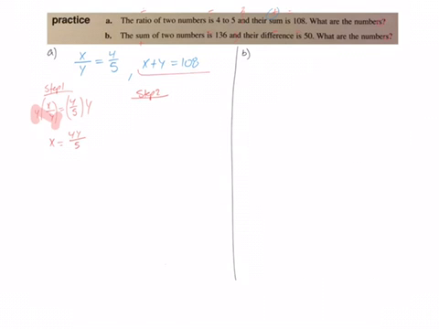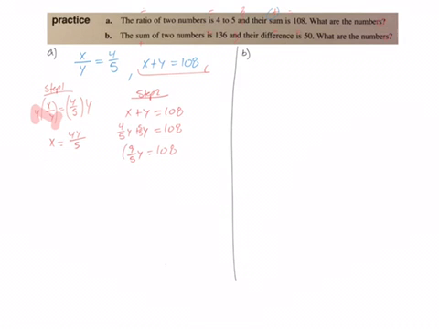Step 2, I'll use this other equation. x plus y is equal to 108. So this is going to be 4 over 5 y plus y is equal to 108. This is like 5 over 5 y, so this is going to give me 9 over 5 y is equal to 108.